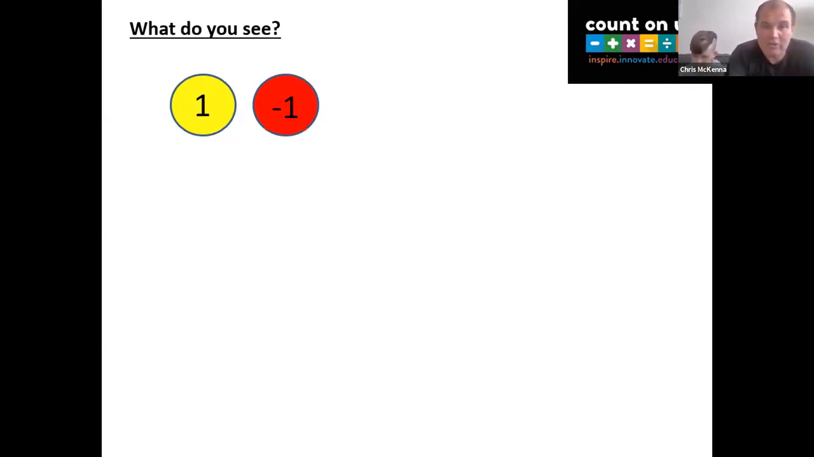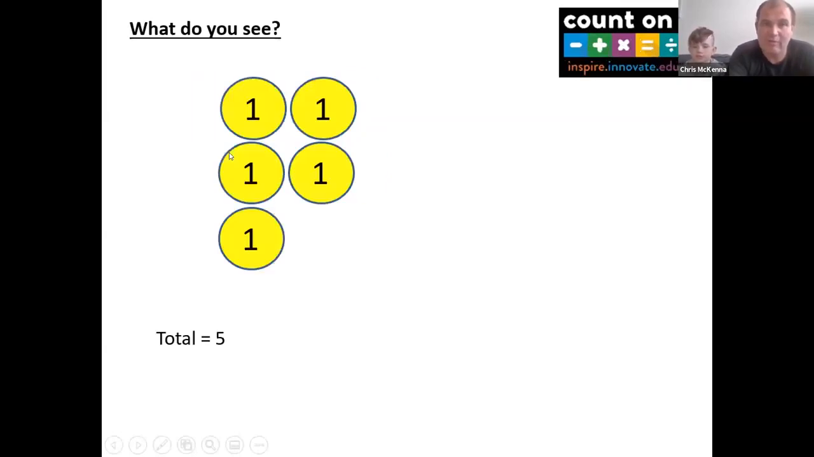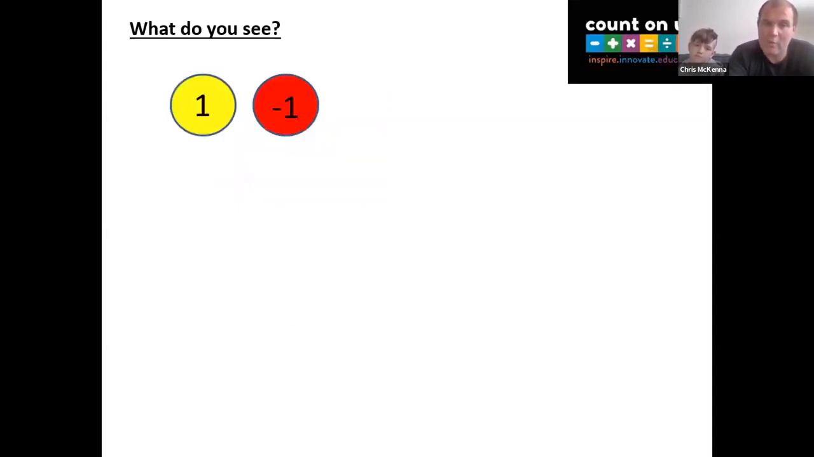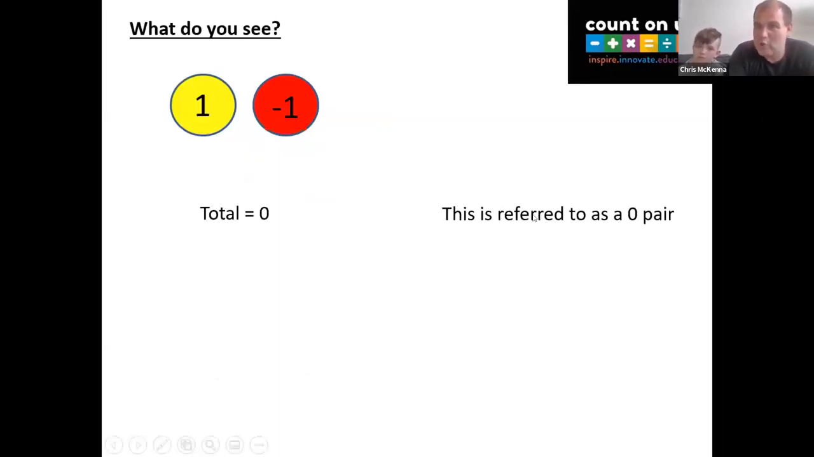So if we've got a positive 1 and a -1 next to each other, what's the total? Previously we had 5 ones, which was a total of 5. Here we had 4 -1s, which is a total of -4. Here we've got 1 and a -1, and the total equals 0. This is referred to as a 0 pair. These two pair up to make 0.